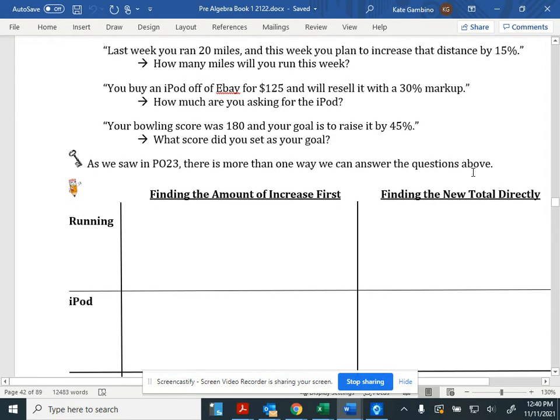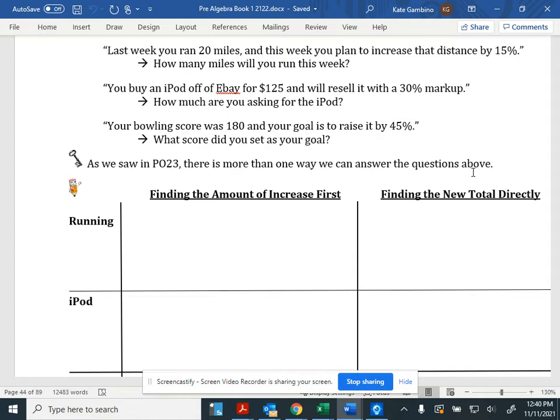Last week you ran 20 miles, and this week you plan to increase that distance by 15%. How many miles will you run this week? Here's another one. You buy an iPod off of eBay for $125 and will resell it with a 30% markup. You want to make a 30% profit on it because you don't want to buy something and sell it for the same amount, because then you don't make anything off it. It was kind of a waste of your time. How much are you going to ask for the iPod?